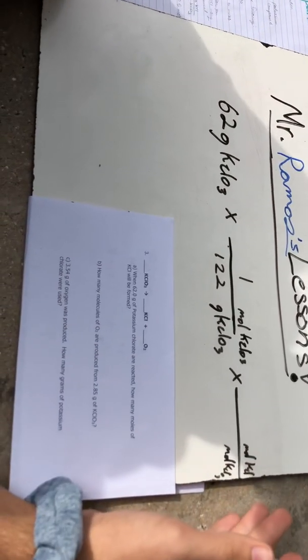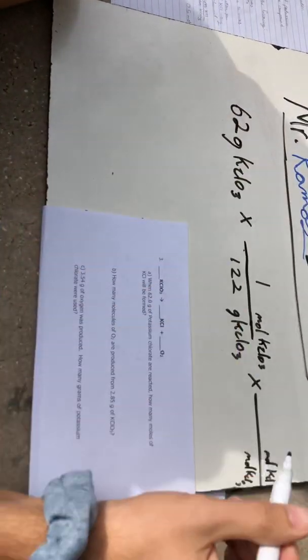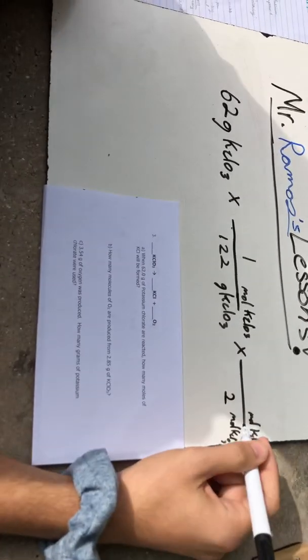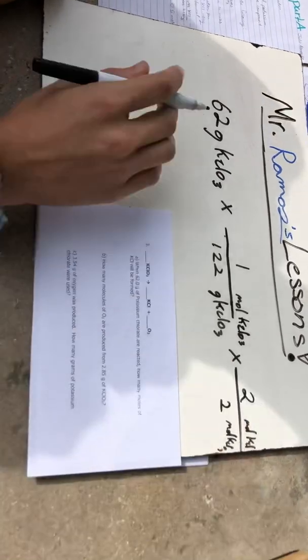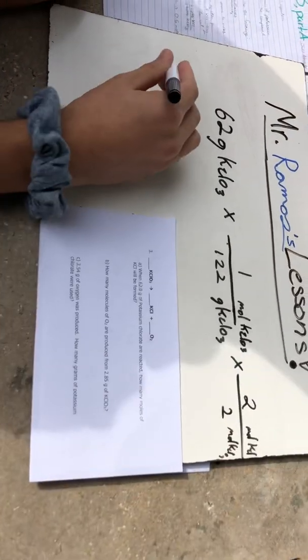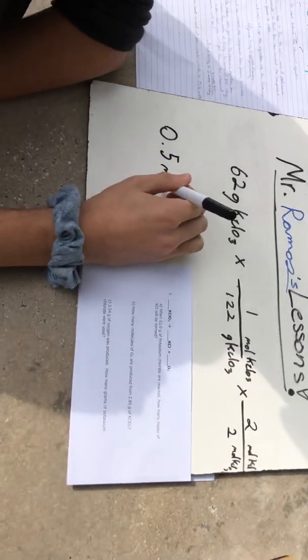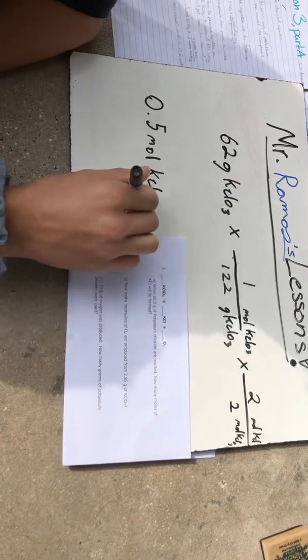This is called the molar ratio, which we find from the coefficients in our equation. And for every 2 potassium chlorate, there's also 2 KCl, so that works out nicely. And once we do this whole equation, we will get roughly 0.5 moles of KCl, and that's our first answer.